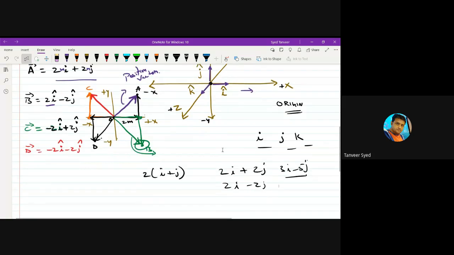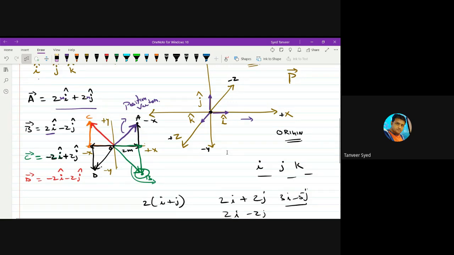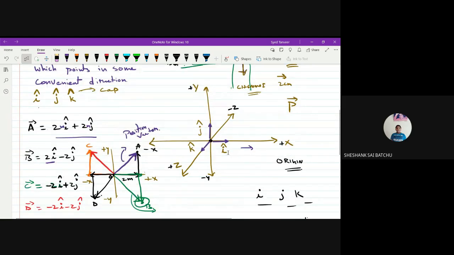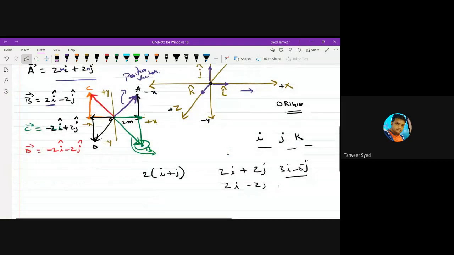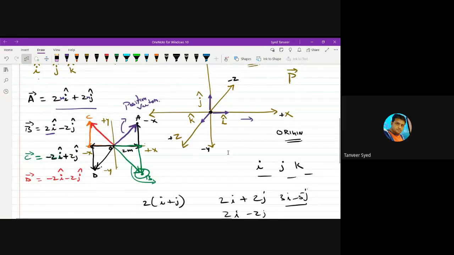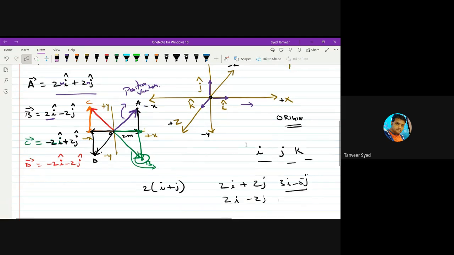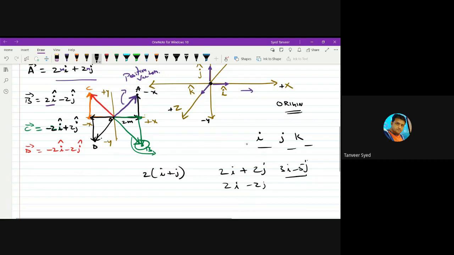These are unit vectors. Very, very important things. If you have clarity on unit vectors, the coming topics will be easy for you. I have told you only in 2 dimensions. We have the unit vector also, which is in z direction. Suppose if I write a vector like this, tell me what do you understand from it?